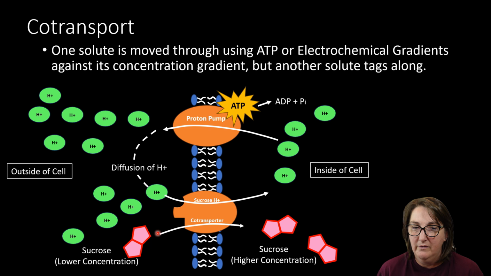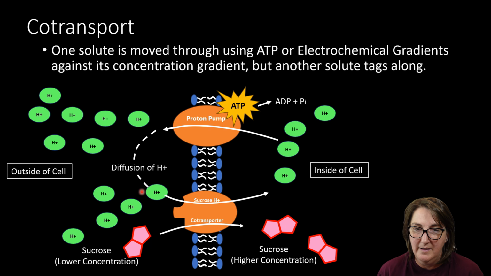But now, all of a sudden, I've got sucrose. Sucrose is going to get tagged onto one of these hydrogen protons, and it's also going to get pulled through this cotransporter. So now I have a lower concentration of sucrose here and a higher concentration of sucrose here. I can move sugar through this transporter by the natural flow of hydrogen protons. It's going to diffuse through this.